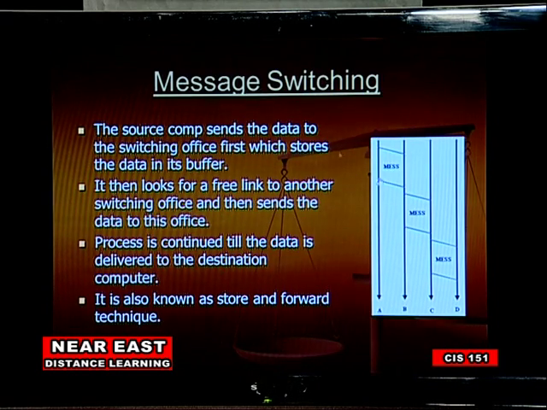Message switching. We have here four nodes actually, A, B, C, D. So the message goes from here to here, and from here again to here, and again it can be from here to here or to here. So the source sends the data to the switching office first, which stores the data in its buffer. Second, it then looks for a free link, as we see here, to another switching office, and then sends data to this office. The process continues till the data is delivered to the destination.